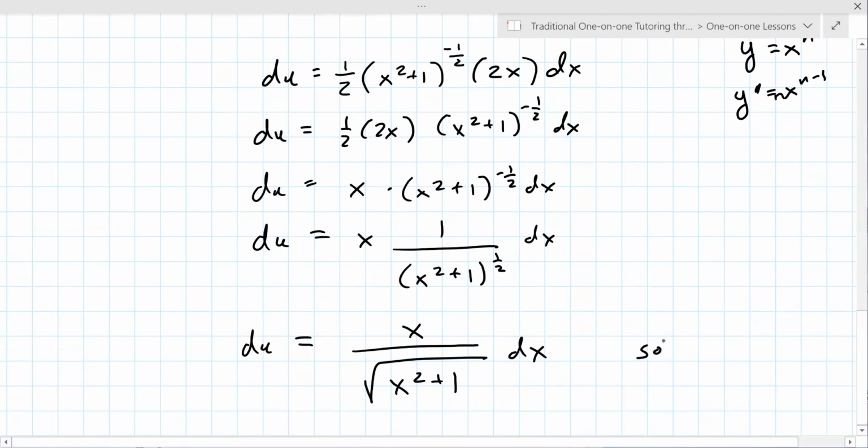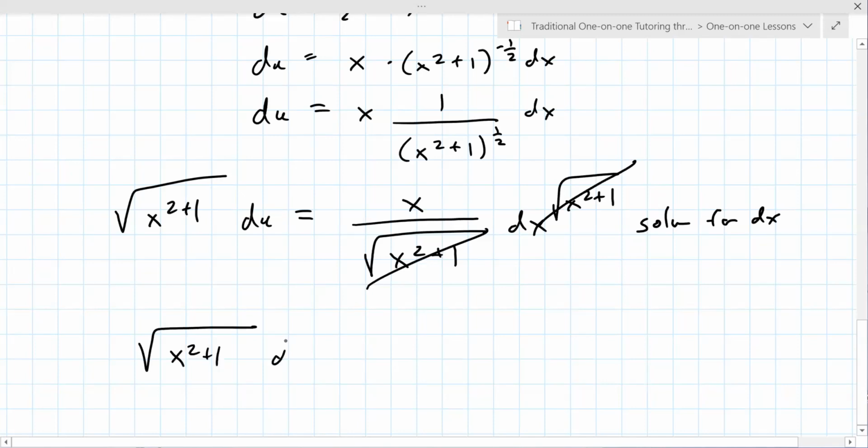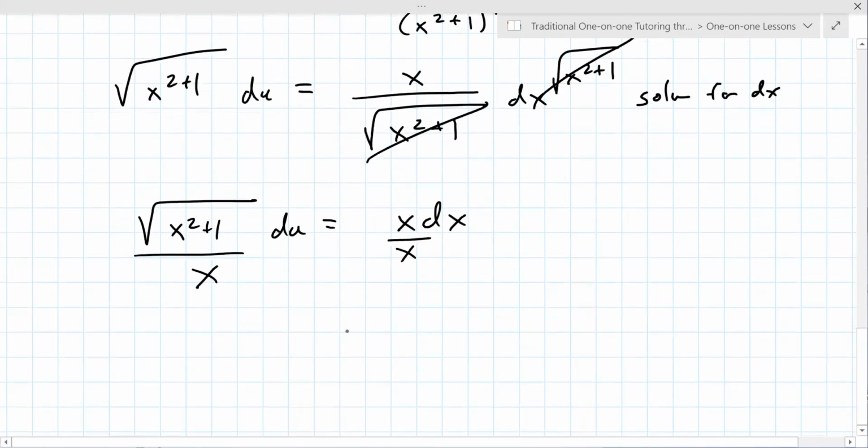But we need to solve for dx. So to solve for dx, you have to multiply both sides by the square root of x squared plus 1 to cancel it. So you have the square root of x squared plus 1 du equals x dx. Then you divide both sides by x. So square root of x squared plus 1 over x du equals dx.